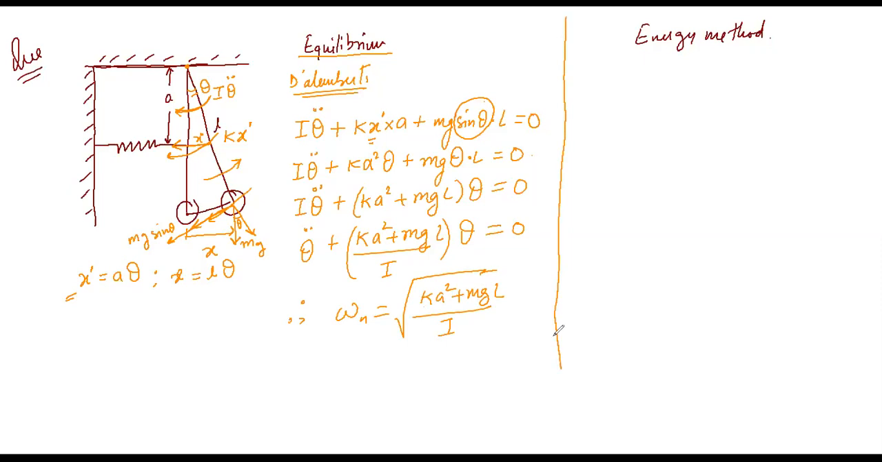Now we are going to find out with the help of the energy method. In the energy method, you need to understand what energies are acting at this particular position. So here we have kinetic energy, right, which is half x dot square. Here you can say that is kinetic energy and potential energy. Sorry, this is your potential energy.